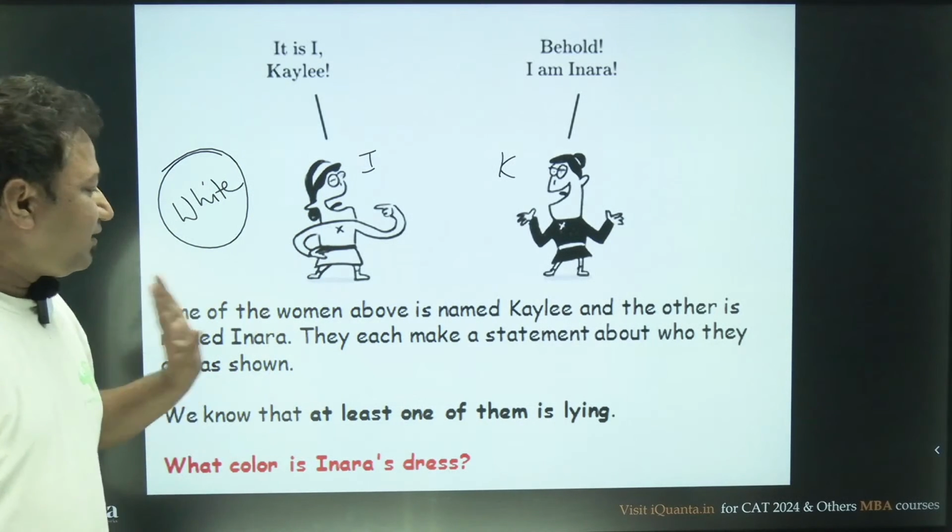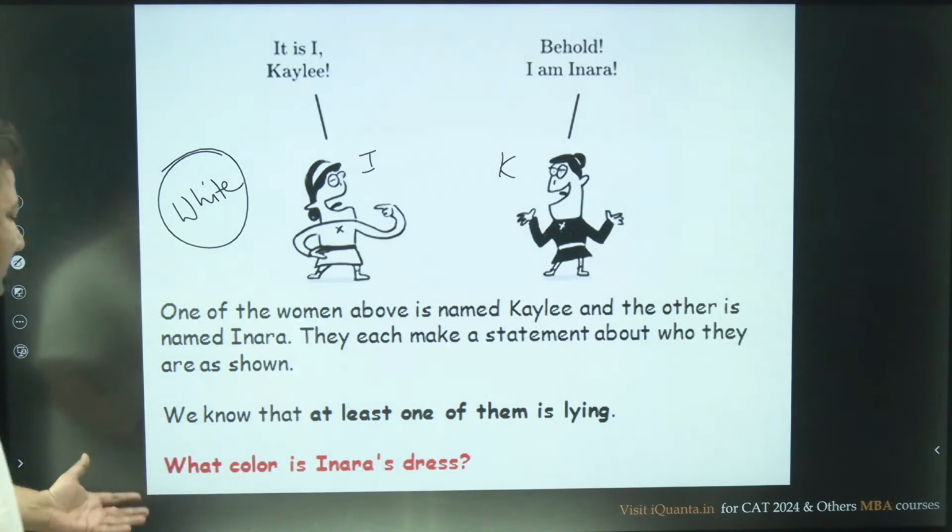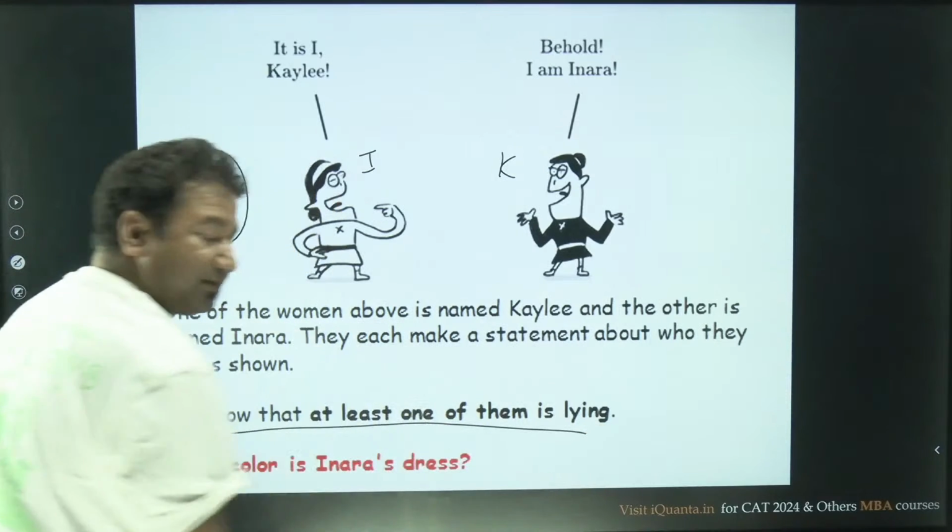She's wearing white. Answer is white. Cool. Zisha, both cannot be telling the truth. In the question it is given. We know that at least one of them is lying.